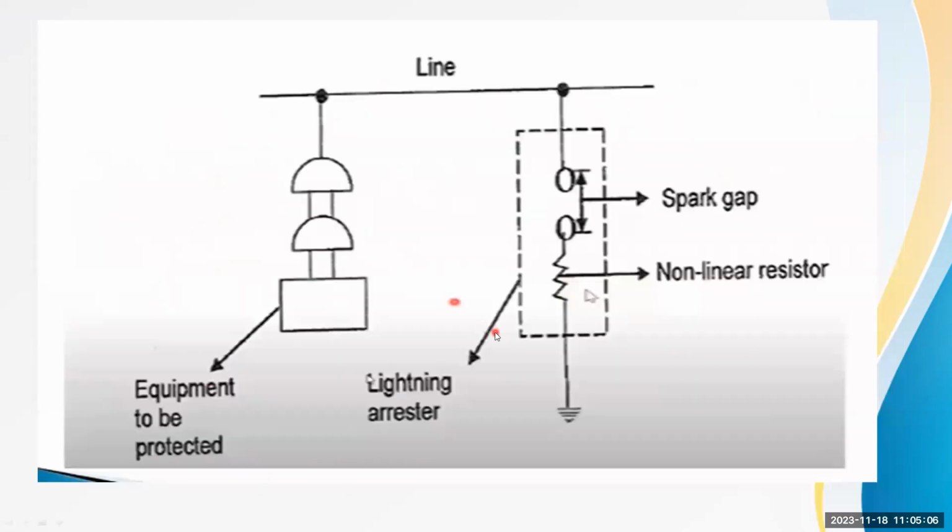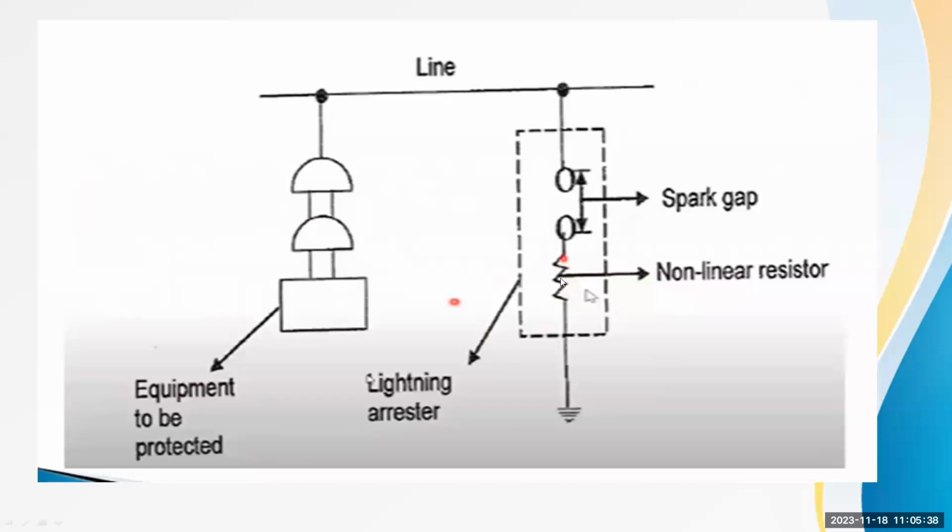Next, one simple concept to understand the equipment to be protected. Here we have transformer bushings or transmission line insulators, which can be protected by using a lightning arrestor. This is the lightning arrestor, this is a nonlinear resistor, and here there is a spark gap. The lightning arrestor is placed near the equipment to be protected, and it has a resistor called a nonlinear resistor.